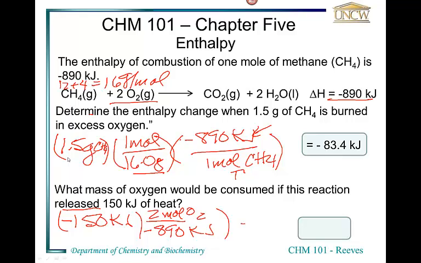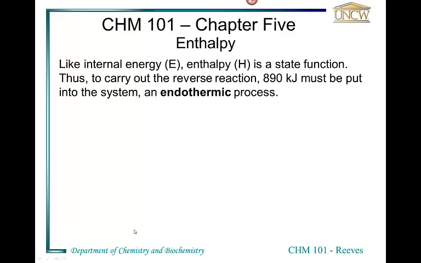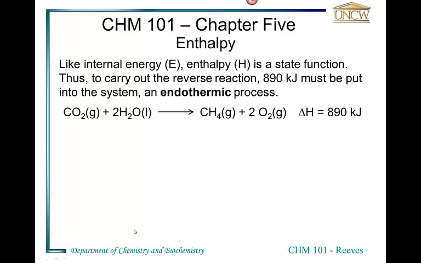However, the question was what mass of oxygen, so the last step is to multiply by oxygen's molecular weight, 32 grams per mole. Now, it follows that if we were to do the reaction in the opposite direction, instead of burning methane and oxygen, we took carbon dioxide and water and remade the methane and the oxygen, we'd have to put that energy in the form of enthalpy back in.